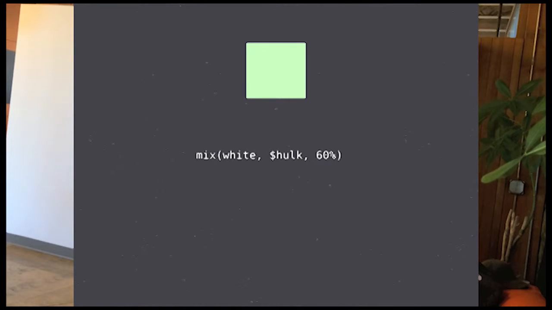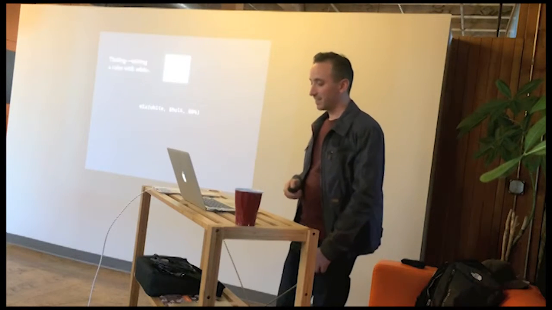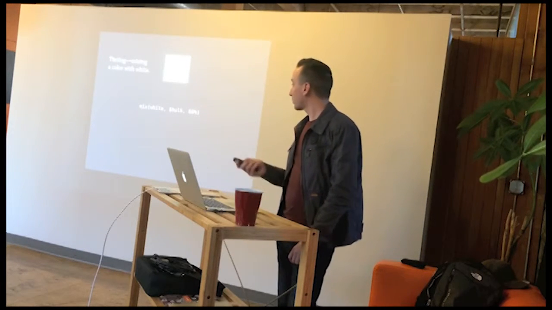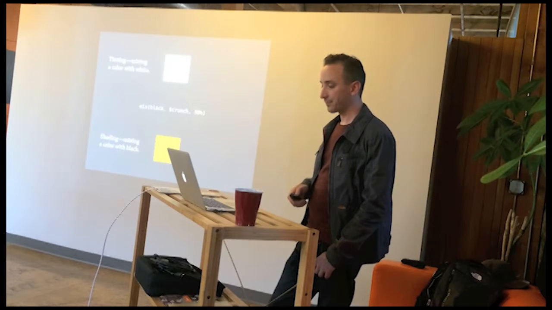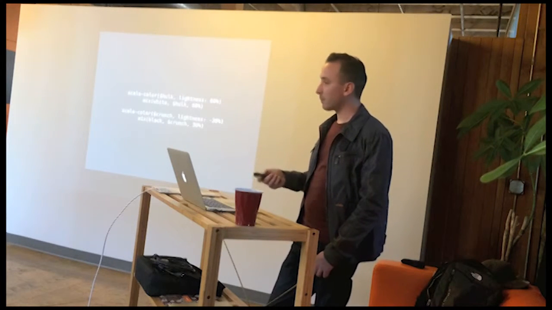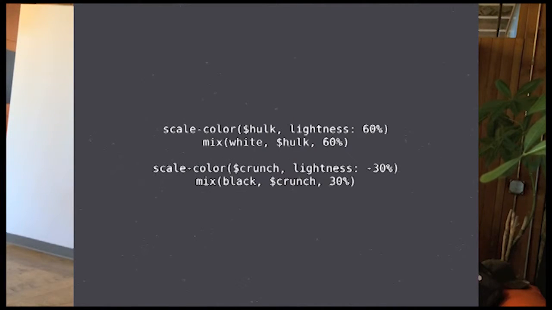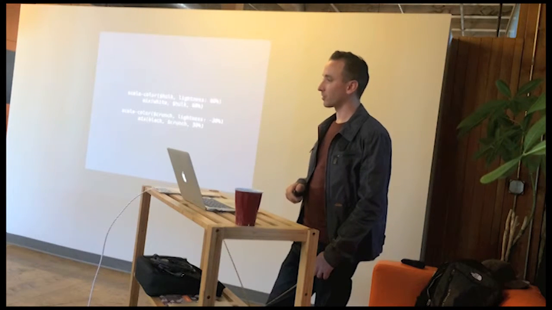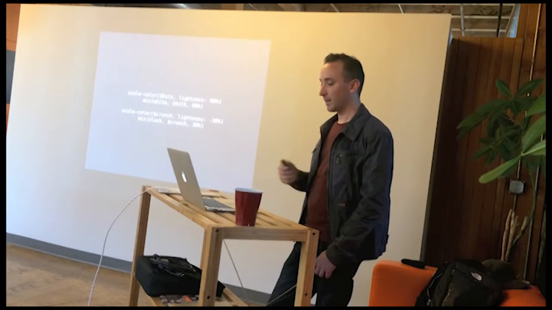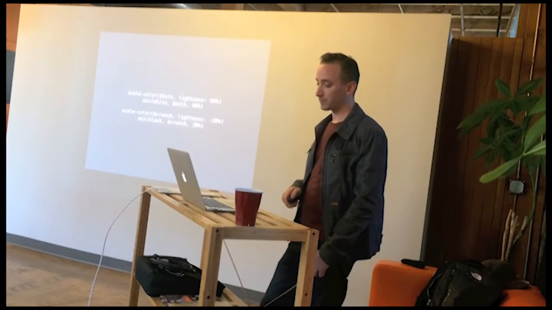It's called tinting. We were talking about that earlier. Likewise, if we want to mix black into Crunch by 30%, there's Crunch, we write mix black Crunch 30%, and that's called shading, mixing a color with black. As it turns out, mixing with white and black does perceptually the same thing as scale lightness, but conveniently is shorter to type. But beyond that, mix has a huge potential to create a look and feel for your websites that were previously not possible before.